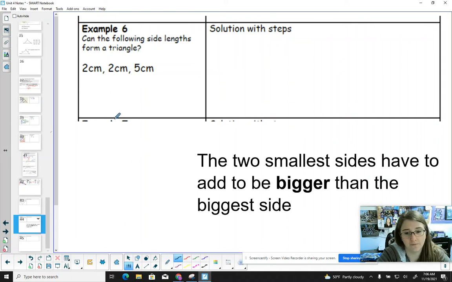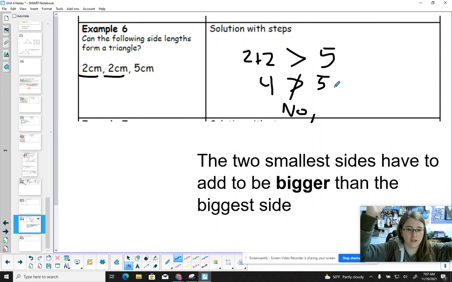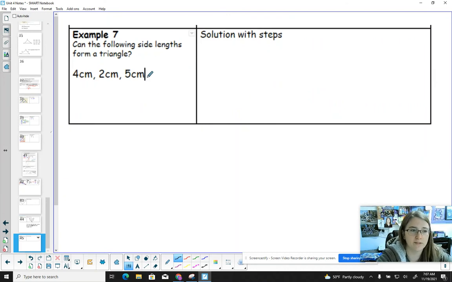So what are my 2 smallest sides here? Well, 2 and 2. If this were to make a triangle, if I had sticks of 2 centimeters, 2 centimeters, and 5 centimeters, these are my 2 smallest sides. Do these add together to be greater than 5? Is this a true statement? Nope, it is not. 4 is not greater than 5. So these would not be able to form a triangle. What would happen is the 2 centimeter sticks would just go, and they wouldn't catch to make the peak for the triangle.